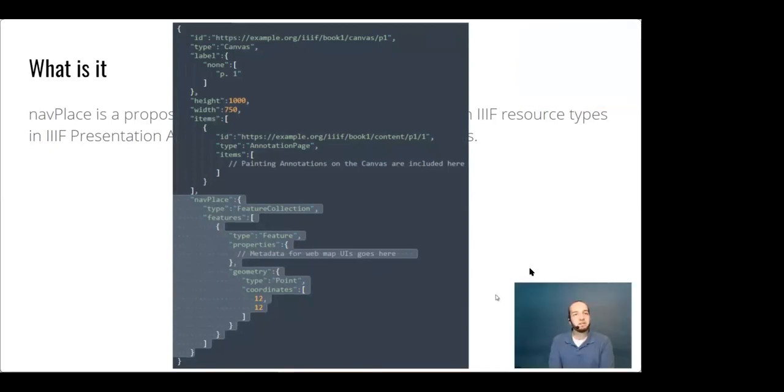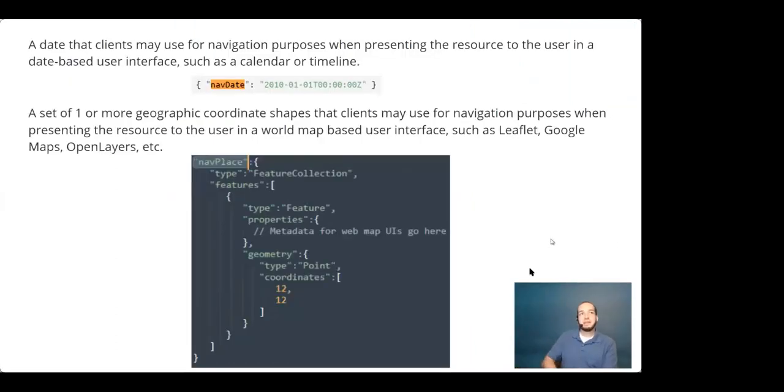So I would like to use that parallel with navdate we talked about before to explain this a little further. Navdate says it is a date that clients may use for navigation purposes when presenting the resource to the user in a date-based user interface. So there you see navdate with a very simple value of an encoded date. So think about that in spatial terms. NavPlace will be a set of one or more geographic coordinate shapes that clients may use for navigation purposes when presenting the resource to the user in a world map-based user interface, such as Leaflet, Google Maps, OpenLayers, and of course there are many more examples of that out there.